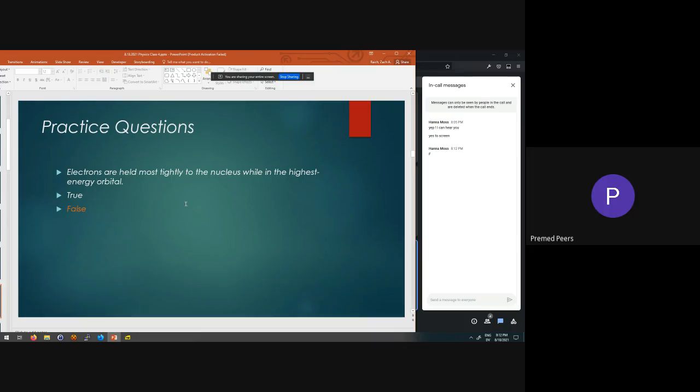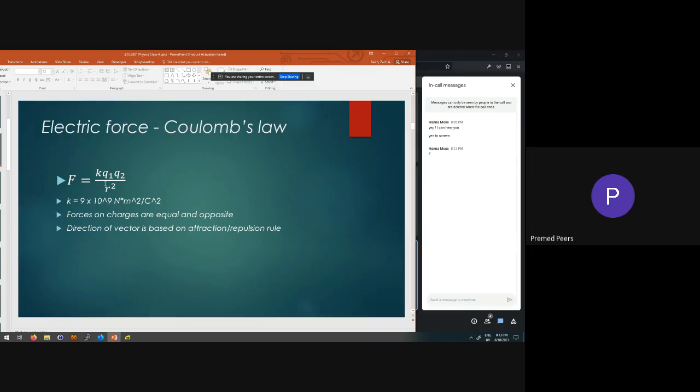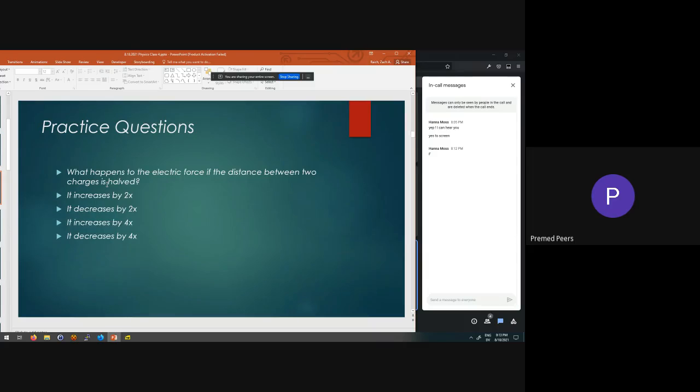Yes, it is false, because remember, the highest energy orbital is the one that's the furthest away from the nucleus. So if the electrons are further away from the protons, then according to this law, they will have less of a force. So they'll not be held as tightly.